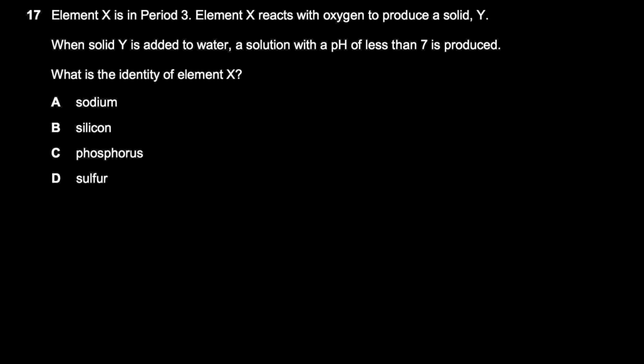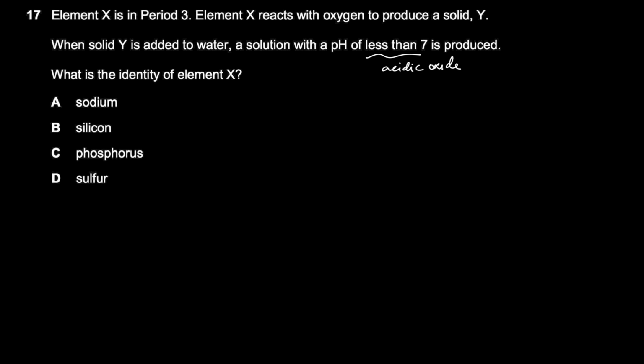Element X is in period 3. Element X reacts with oxygen to produce a solid Y. When solid Y is added to water, a solution with a pH of less than 7 is produced. So we have an acidic oxide. Which of these would produce an acidic oxide?